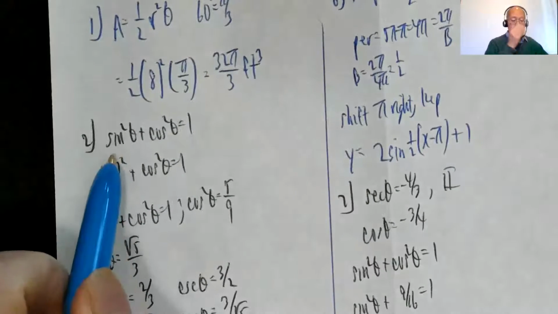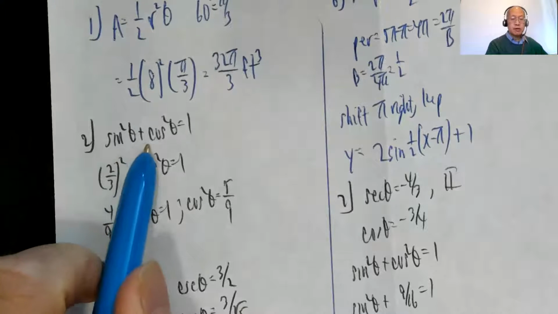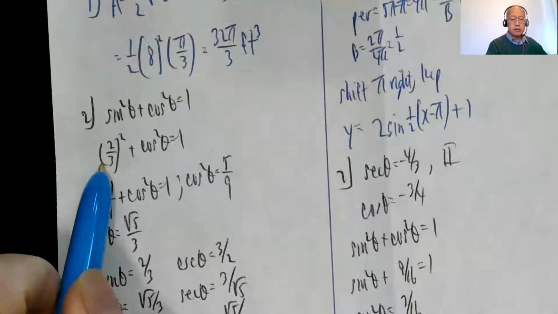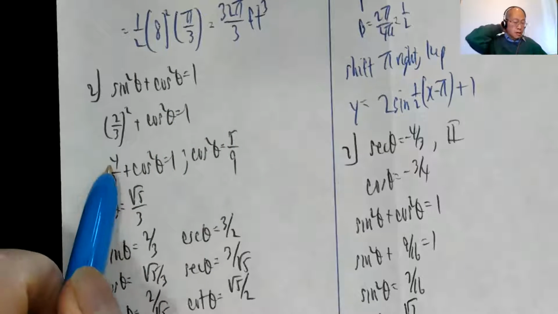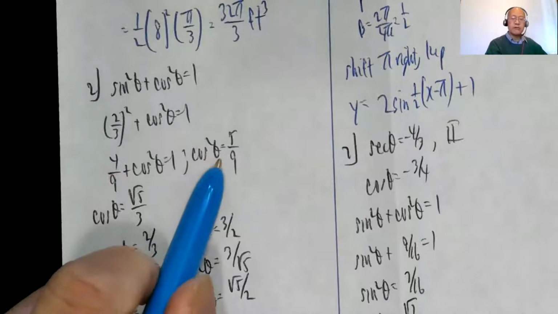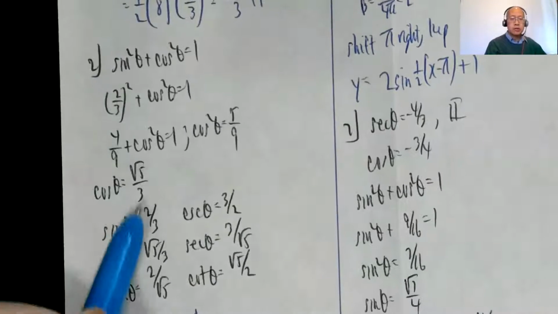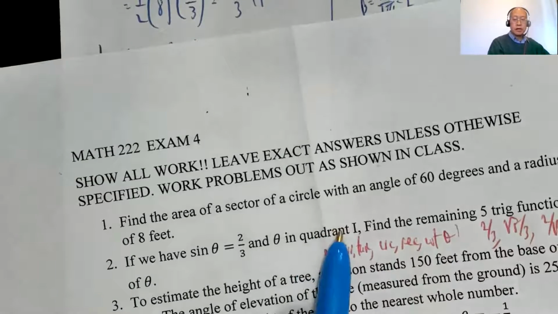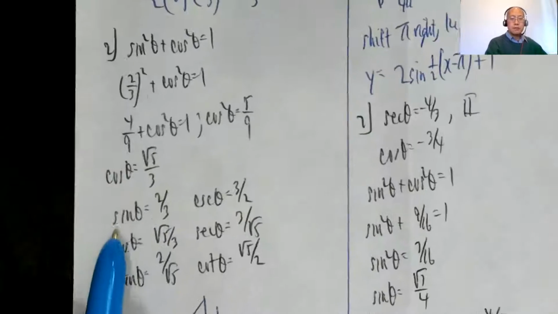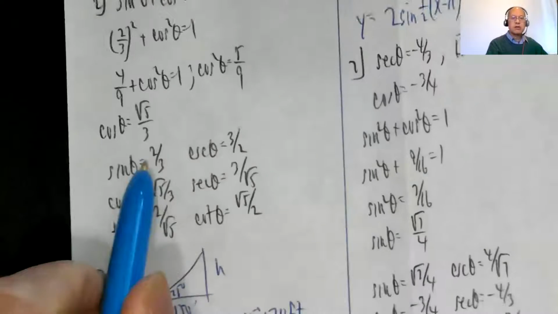Number 2, sine squared theta plus cosine squared theta equals 1. So plug in 2/3 here. 2/3 squared plus cosine squared theta is 1. That's 4/9. Subtract 4/9, we have 5/9. Take the square root. Cosine of theta is radical 5 over 3. We're in quadrant 1. That's the best case scenario. Everything is positive. So sine of theta is 2/3.